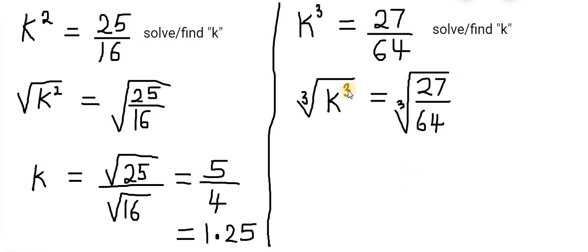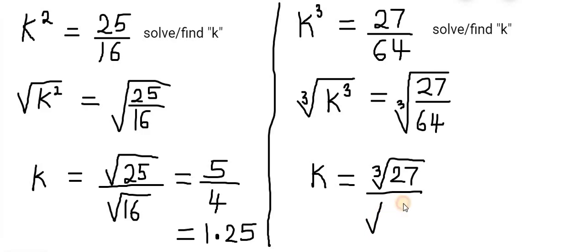Now, the cube from k and the cube root take care of each other, and so we just have k on the left, okay? And on the right, we split the cube root to affect the top and the bottom individually. So cube root of 27 over cube root of 64. Now, cube root of 27, that's noted as 3. You should be able to do that. That has been shown how to be done by hand, or you could use your calculator to figure that out.